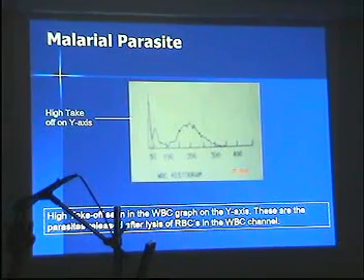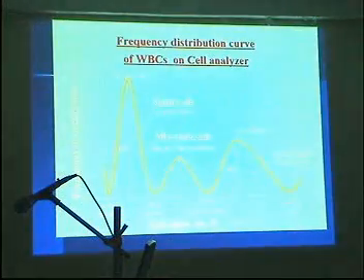Then your lymphocytes come, then your monocytes and the neutrophils come, and that little peak should warn you that there is something wrong here. Nucleated RBCs can sometimes be seen, but parasites can be picked up if you are looking very carefully at your histograms.